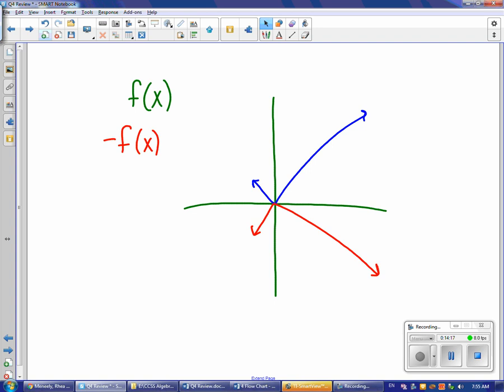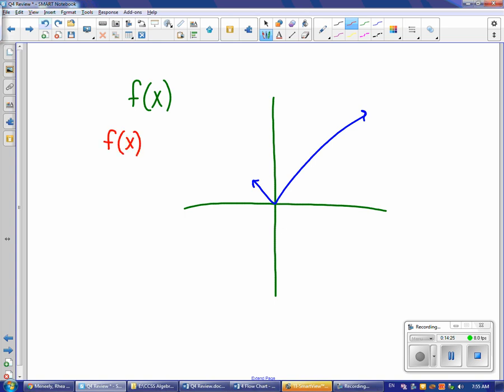Let me go ahead and erase this. What if instead I did f of x and I added a number? Let's say I add 2. What that's going to do to my graph is shift it up 2 units. It doesn't matter what the shape of my graph is. That's going to be my f of x plus 2.